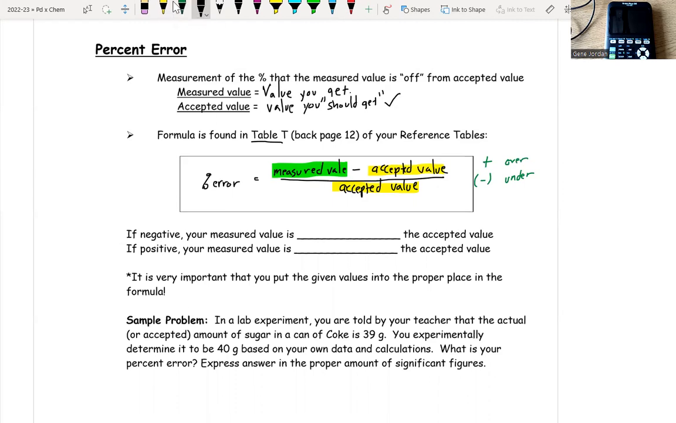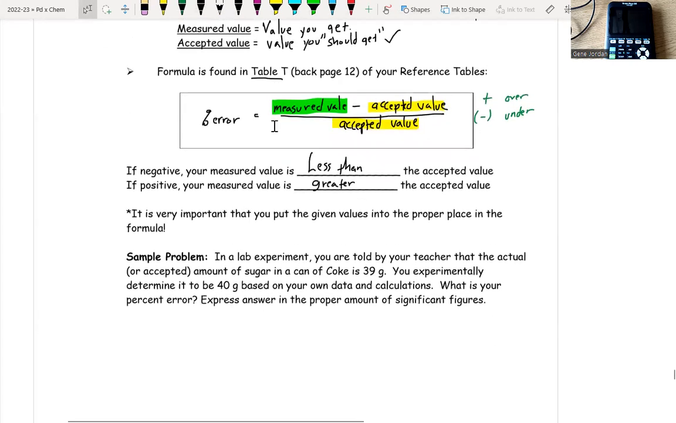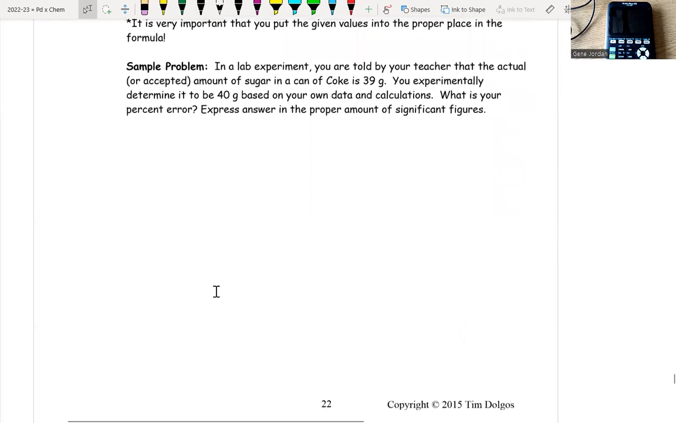So go ahead and fill these in with what I just taught you. If negative, your measured value is blank. If positive, your measured value is what? And this should be less than. And if positive, it means it's greater than the accepted value. There's not a whole lot to this other than practicing the mathematics. So let's go ahead and do that.